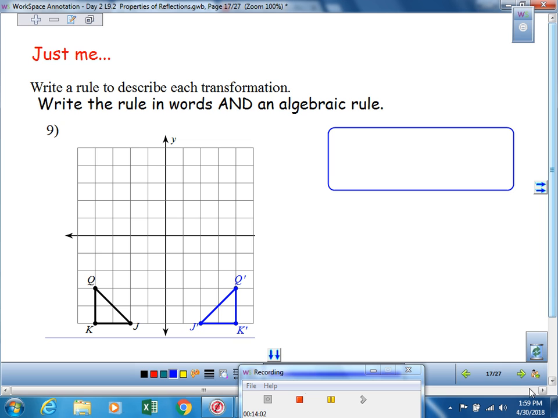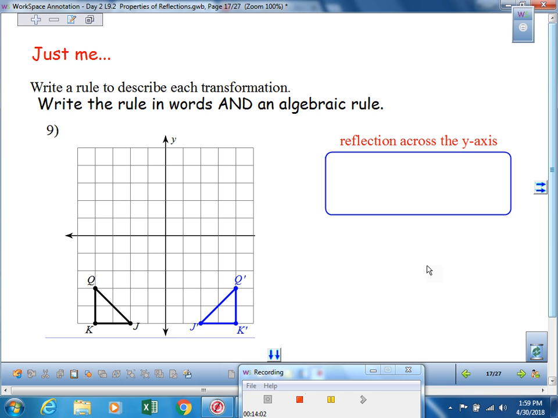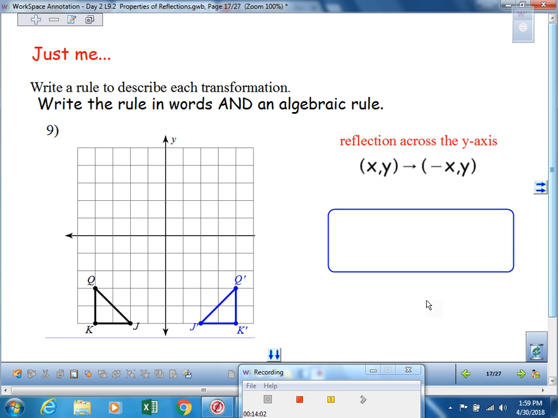Okay, next one. You're just going to write the rule. So they already transformed it for you. So what axis does this look like it went over? The Y. So this went over the Y, so you would just write reflection across the Y-axis. And which one's negative? X. So there's your algebraic rule.